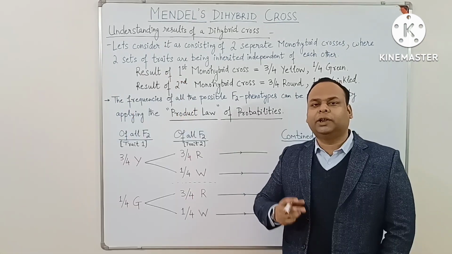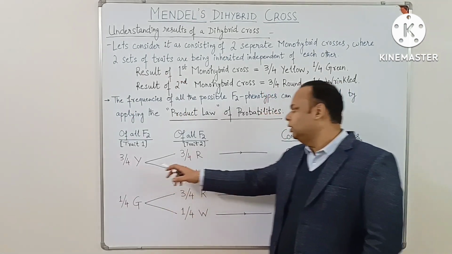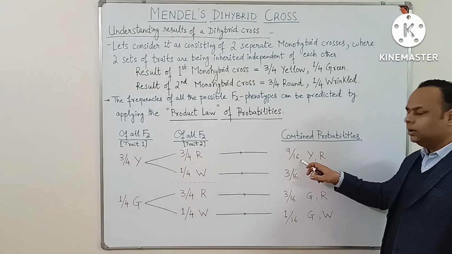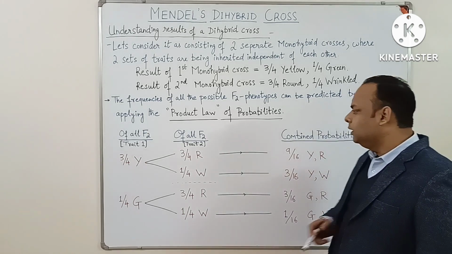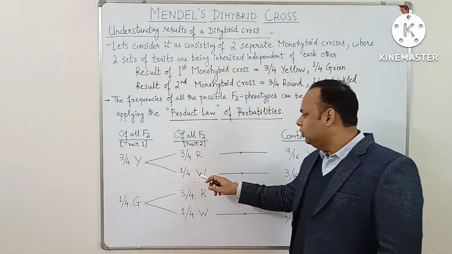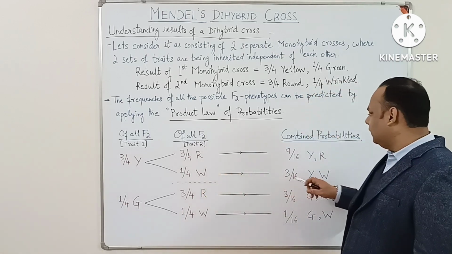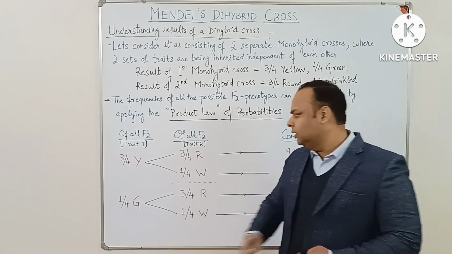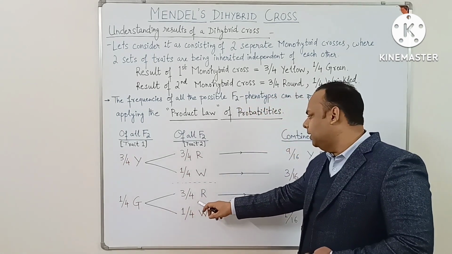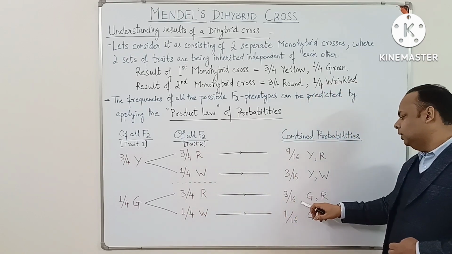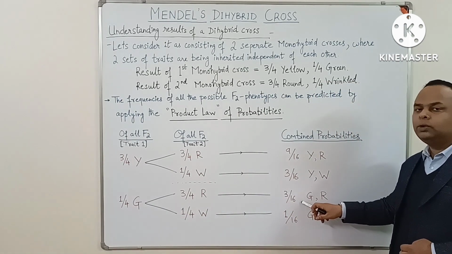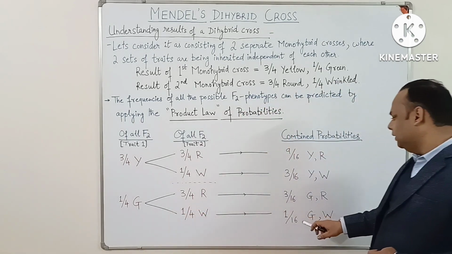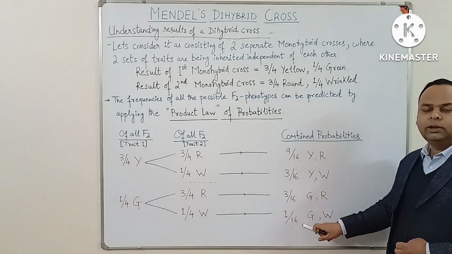phenotypes. As you can see, 3/4 yellow multiplied by 3/4 round, and thus 9 out of 16 plants would be yellow and round. Similarly, 3/4 yellow into 1/4 wrinkled, that is 3 out of 16 plants would be yellow and wrinkled. And similarly, 1/4 green multiplied by 3/4 round, thus 3 out of 16 plants would be green and round. 1/4 green into 1/4 wrinkled, that is 1 out of 16 plants would be green and wrinkled.